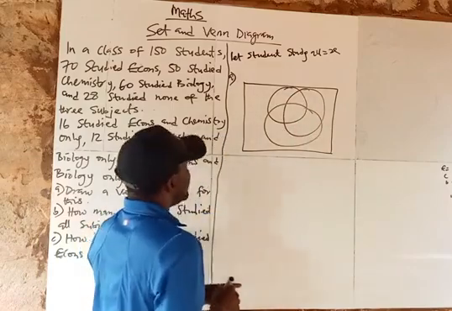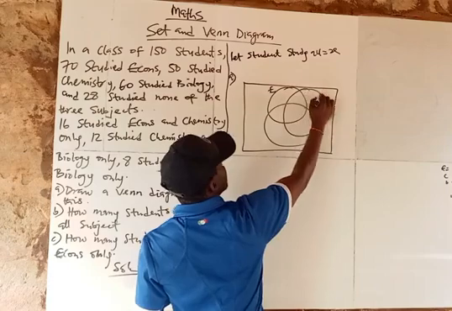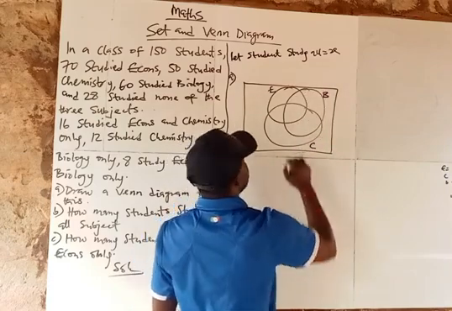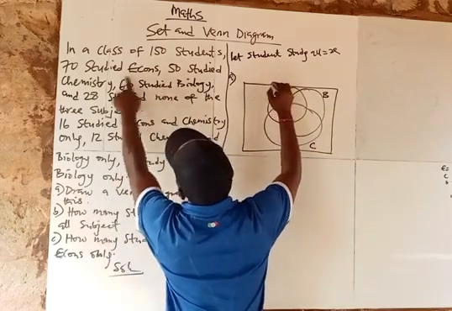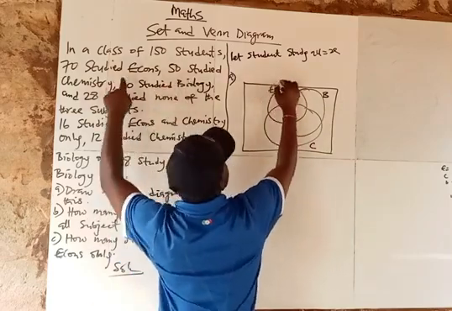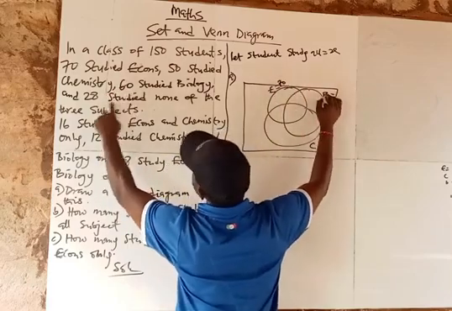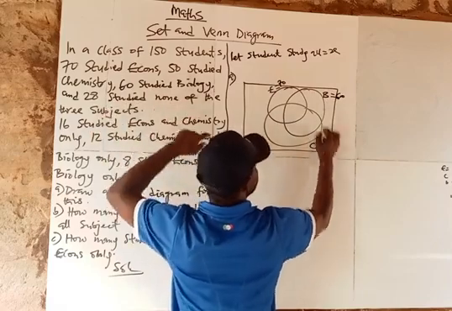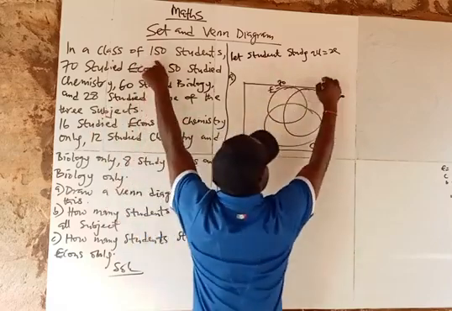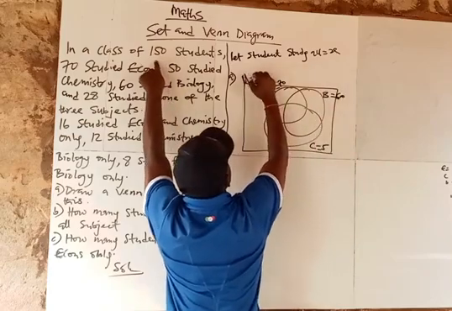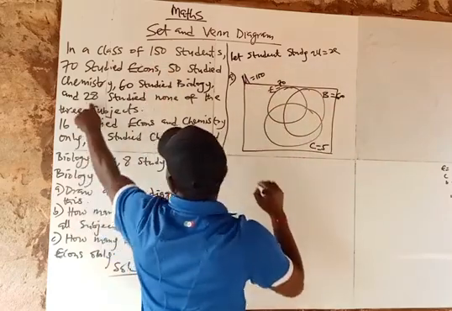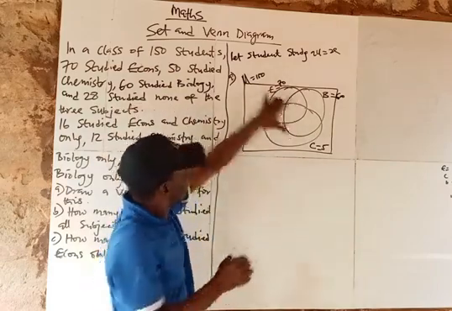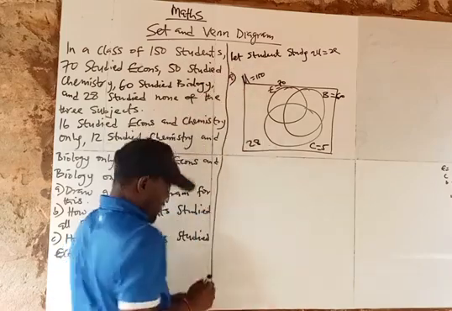You get it now? Now, this one will be for economics, this one will be for biology, while this one will be for chemistry. Economics, how many students? They said 70. Biology, how many students? They said 60. While chemistry was 50. Now, the total number of students is our universal set, which will be 150. Remember, 28 did not study any of the subjects, so they will not reflect inside the subject. So we have to put 28 here.